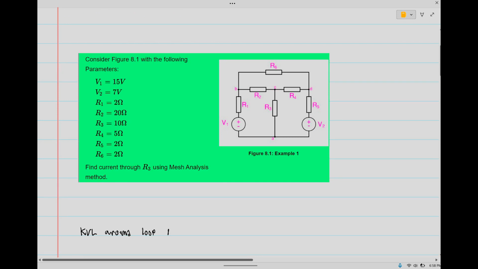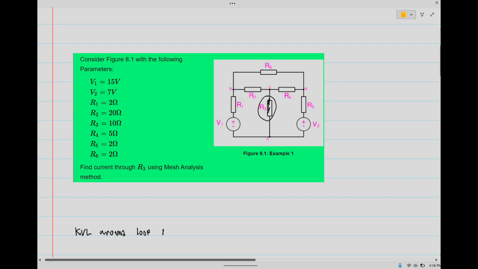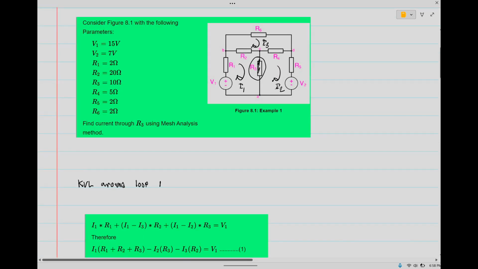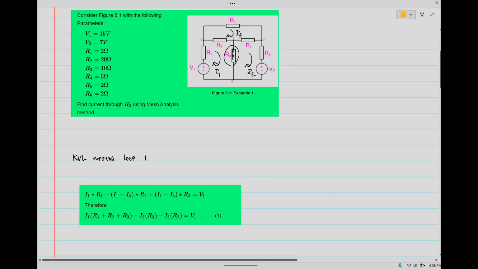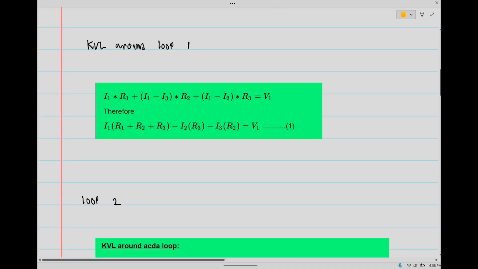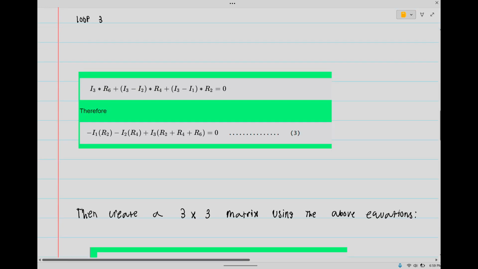So consider this circuit right here, trying to find the current through resistor 3, this one. If you notice, there are three enclosed loops where current flows. So it's I1 and then I2 and then I3 right here. All I have to do is apply KVL around loop 1, and this is the equation to do that right here, and then do the same around loop 2, and then around loop 3.